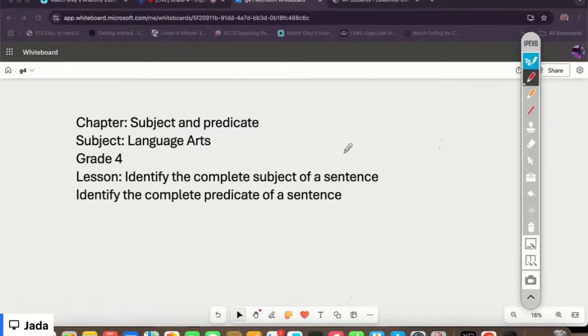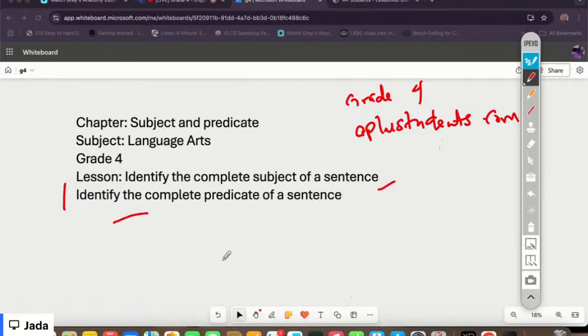First, you have to log in using apluslet.com. Click on your name, move into Language at Grade 4. Chapter: Subject and Predicate, and the lesson is Identify the Complete Subject of a Sentence and Identify the Complete Predicate of a Sentence.